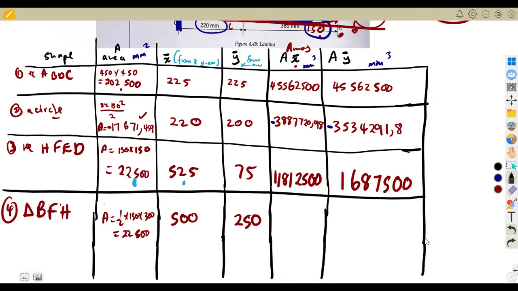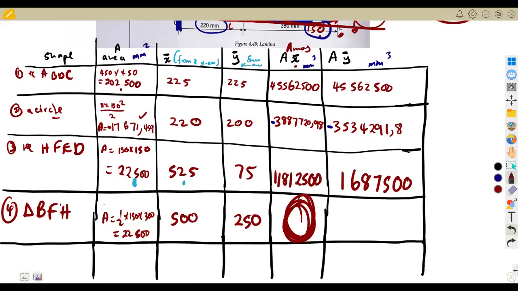All right, so very sorry for that, guys. So this one is just a sketch, guys. So there we're going to consider the sum, the product here, area again. Our area, 22,500 is going to be multiplied by 500. And that is going to give us 1.